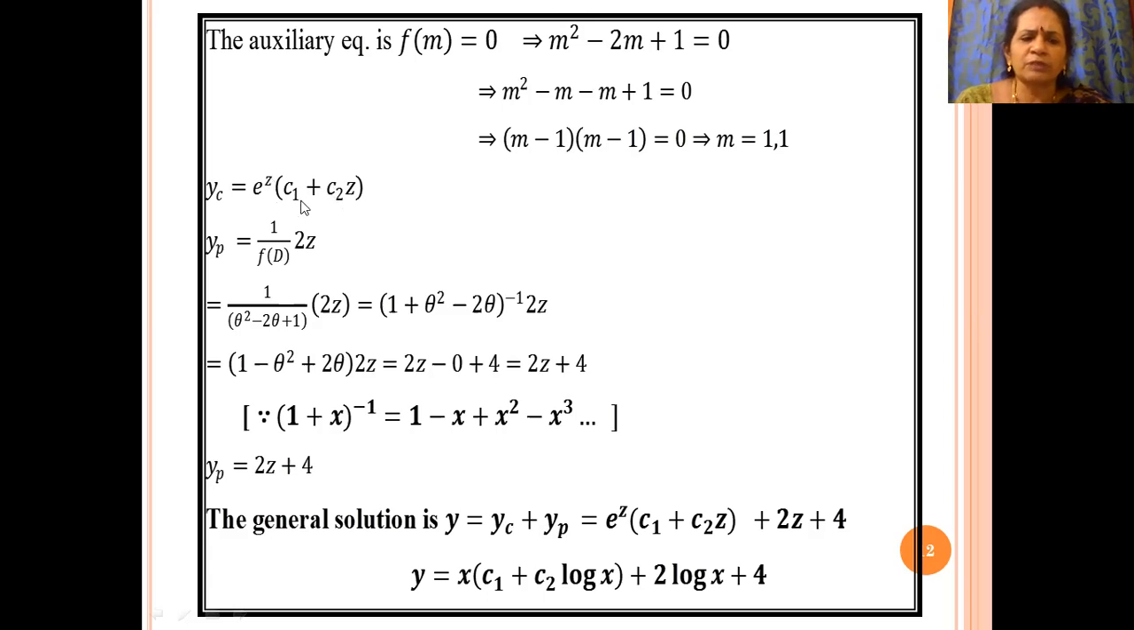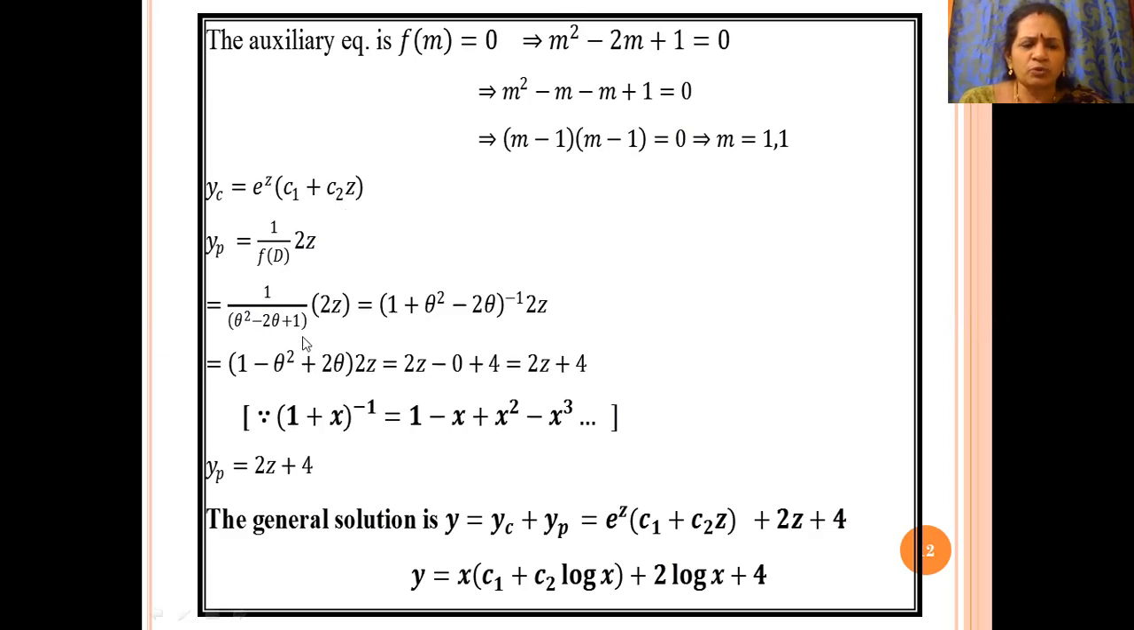So from that, we'll get yc = C1 + C2z, right? Now, after that, a particular integral, that is Yp, can be written as 1 by f of D into 2z, right? That is because the Q value is 2z. Now, f of D is nothing but D square minus 2D plus 1, into 2z. So it is given like this: 1 by D square minus 2D plus 1, into 2z, right?